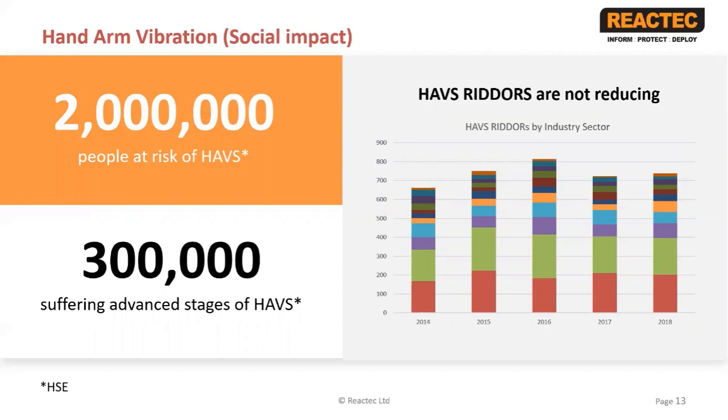Looking at more recent data, the graphic on the right-hand side is the total number of reportable incidents of hand-arm vibration syndrome reported to the HSE in the period 2014 to 2018. As you can see, it's spread over diverse industry sectors, as shown by the coloured bars, but also the number is significant, remains significant, and is showing no signs over this 5-year period of declining.